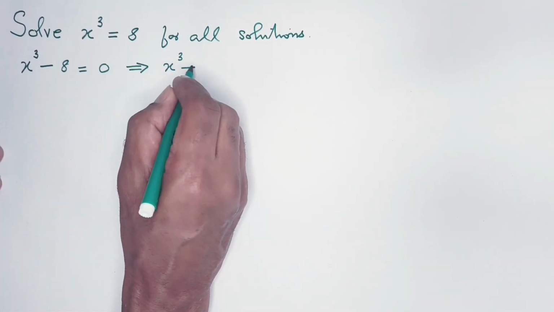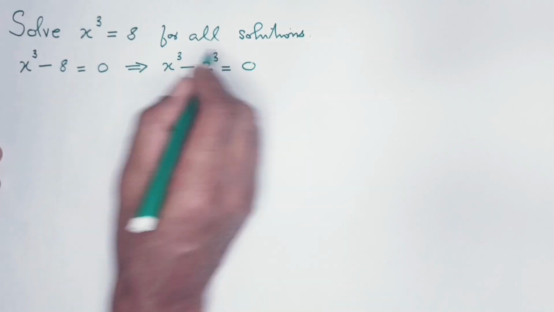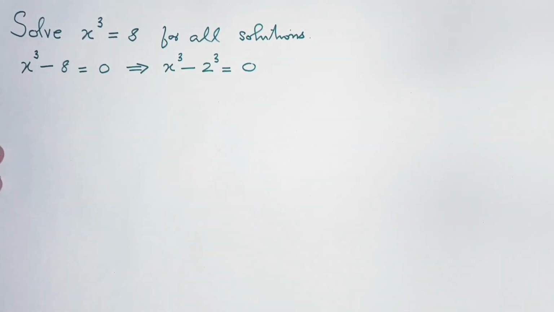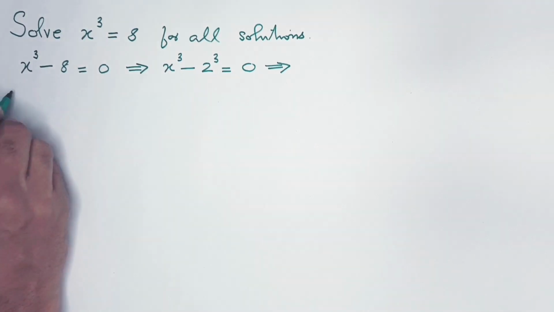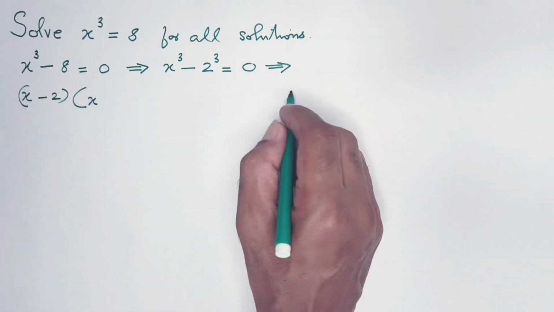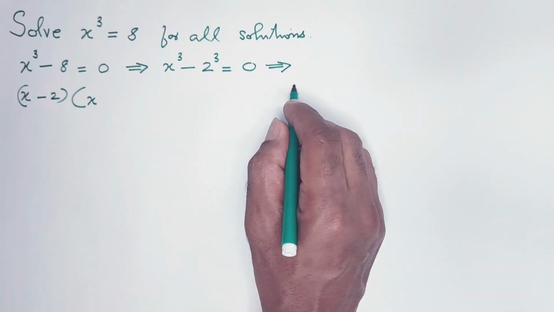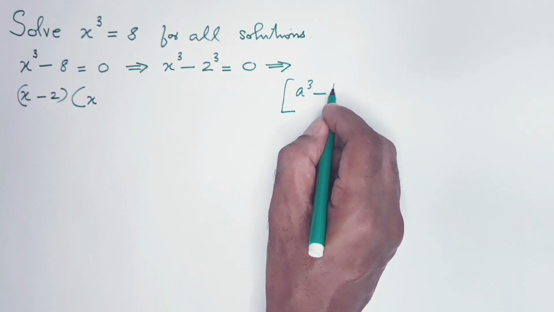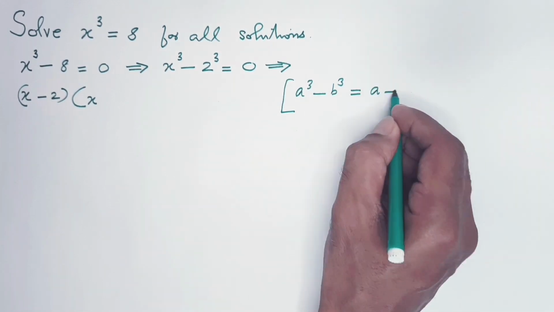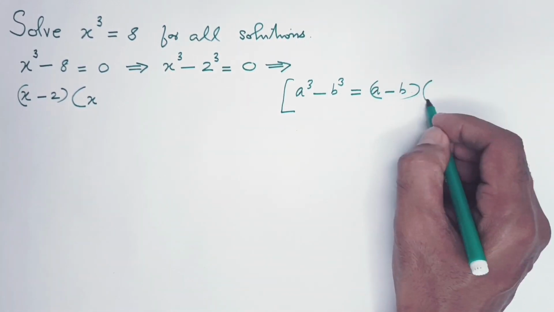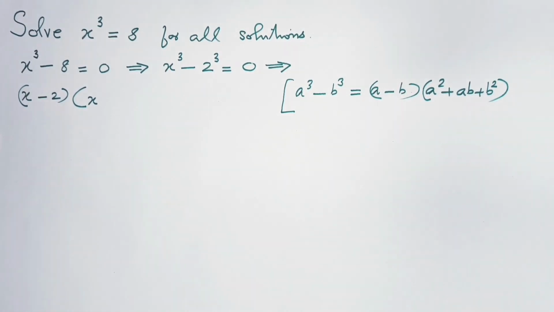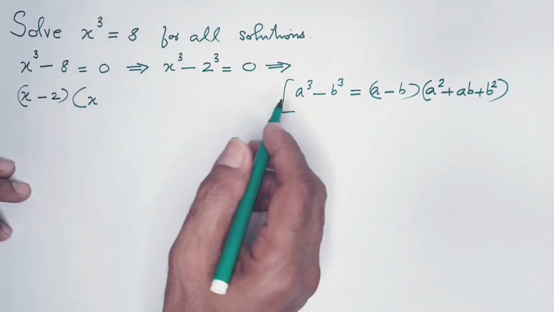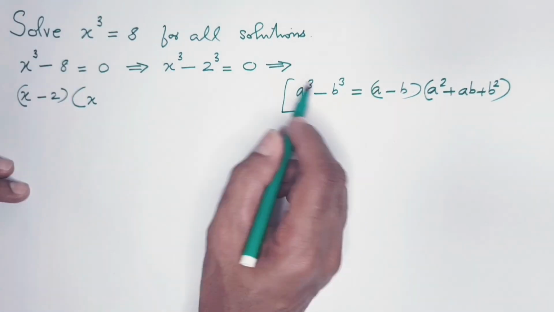This implies 8 is 2 cubed, so I'm writing it as third power of 2. You can factorize this third degree polynomial as follows. I'll show you the algebraic identity to be used: a cubed minus b cubed equals a minus b multiplied by a square plus ab plus b square. Making use of this identity, here a is x and b is 2.